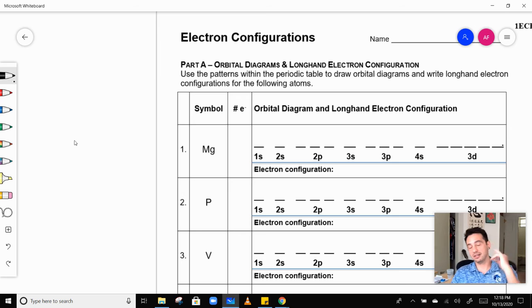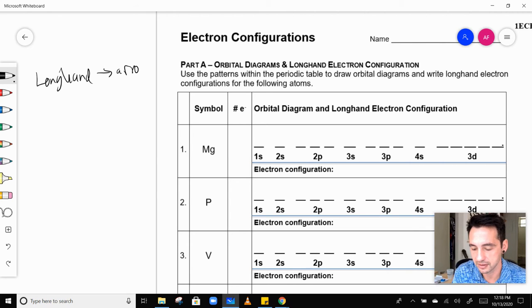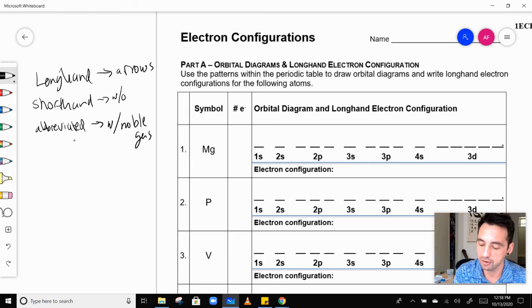Magnesium, let me tell you, there's three ways to write electron configurations. There's the longhand method, which is going to be this way with the arrows. Just remember the longhand is arrows. The shorthand, and then the abbreviated. Basically the difference between shorthand and abbreviated: abbreviated is with noble gas, and the shorthand is without noble gas. I'll talk about what that means after we do some of these.